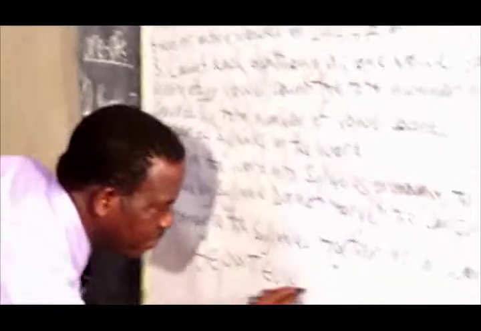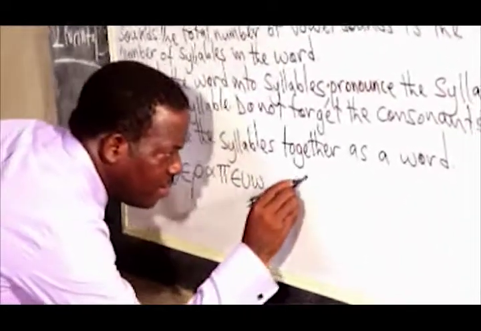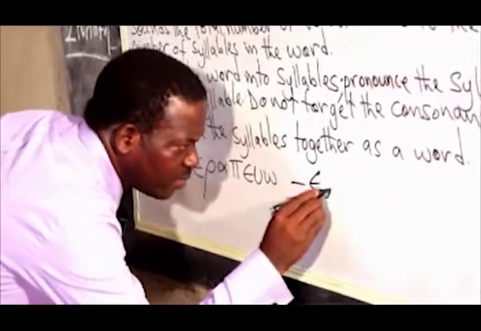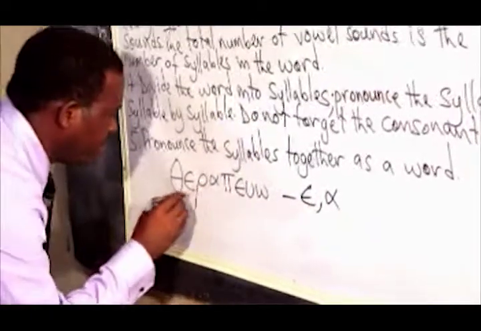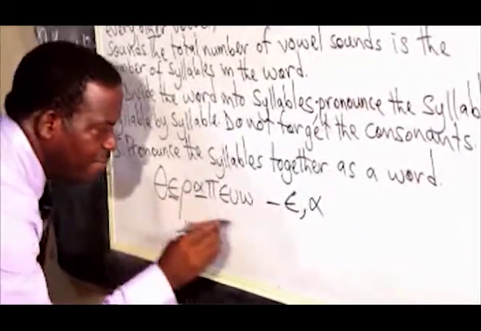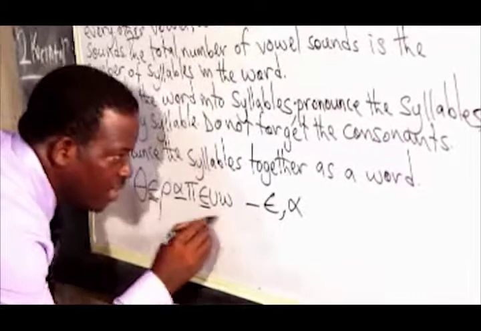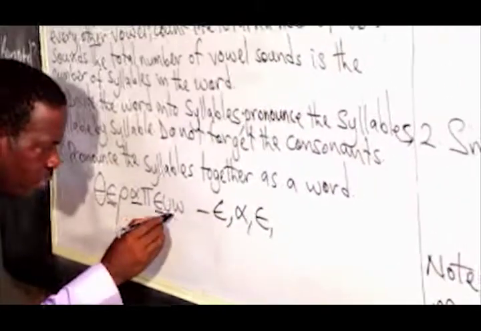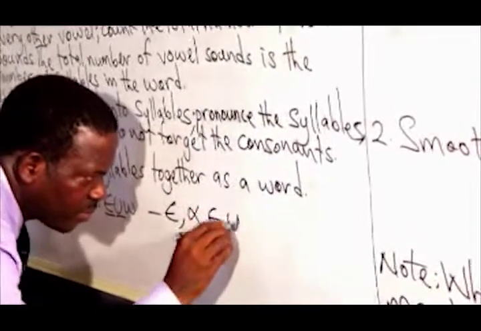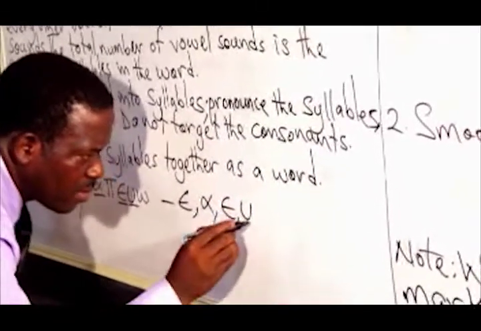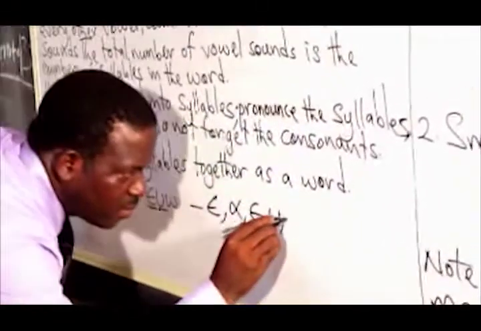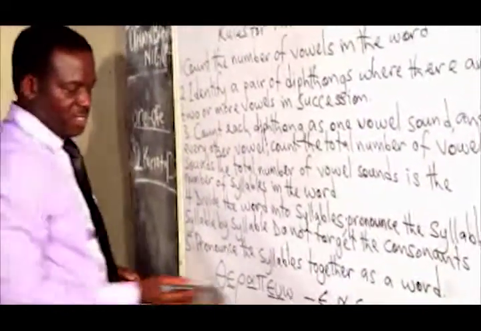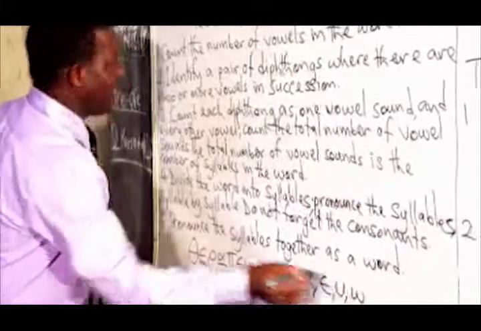Here we have epsilon, alpha, epsilon again, upsilon, then omega. We have five vowels: 1, 2, 3, 4, 5.